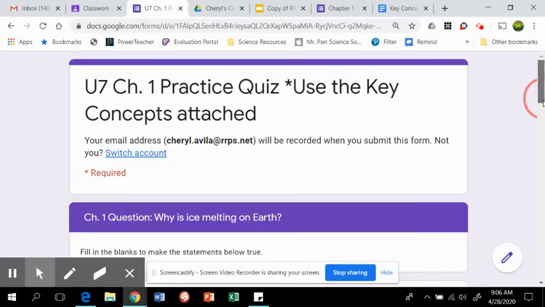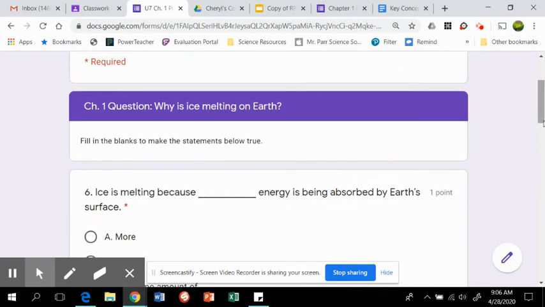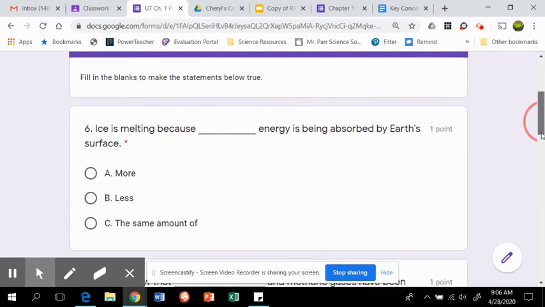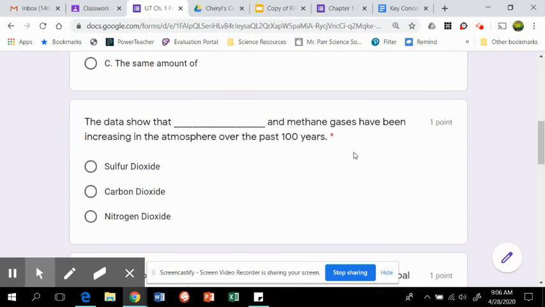Okay, next one. Chapter 1 question, why is ice melting on Earth? Number 6, ice is melting because blank energy is being absorbed by Earth's surface. Do you think that is going to be A, more, B, less, or C, the same amount of? Next, the data show that blank and methane gases have been increasing in the atmosphere over the past 100 years. Is that A, sulfur dioxide, B, carbon dioxide, or C, nitrogen dioxide?